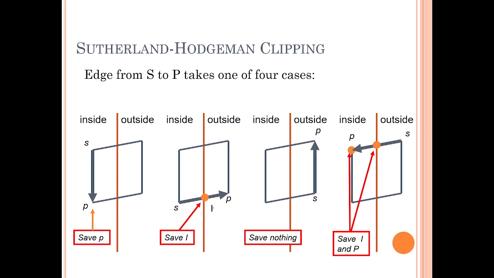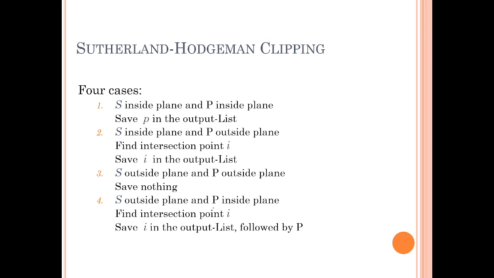Inside to inside: take the P value, that is the next end of the edge. Inside to outside: save the intersect point. Outside to outside: not saving anything. Outside to inside: take the intersect point and the inside point. That is, S inside plane and P inside plane: save P in the output list. S inside plane and P outside plane: find intersection point I, save I in the output list. S outside plane and P outside plane: save nothing. S outside plane and P inside plane: find intersection point I, save I in the output list followed by P.